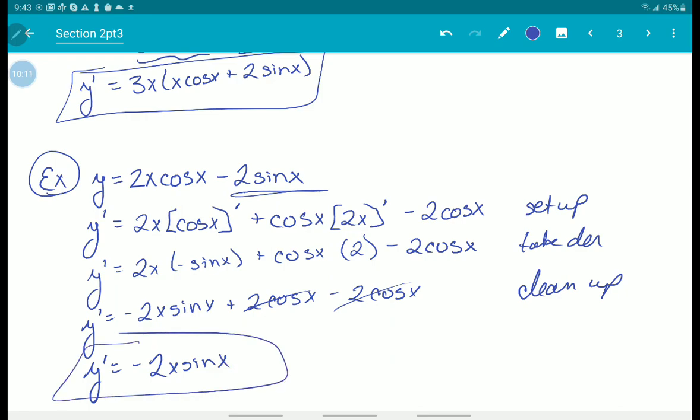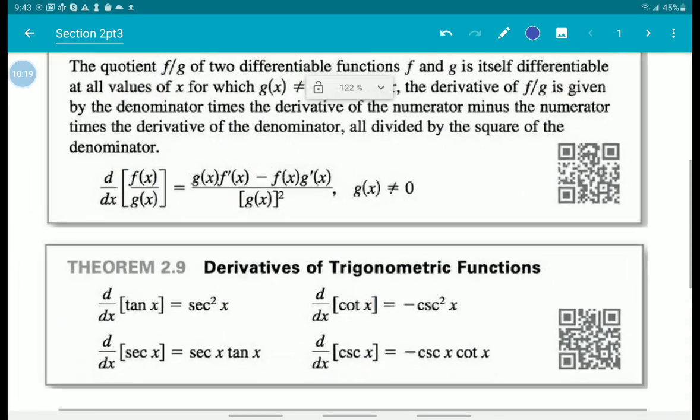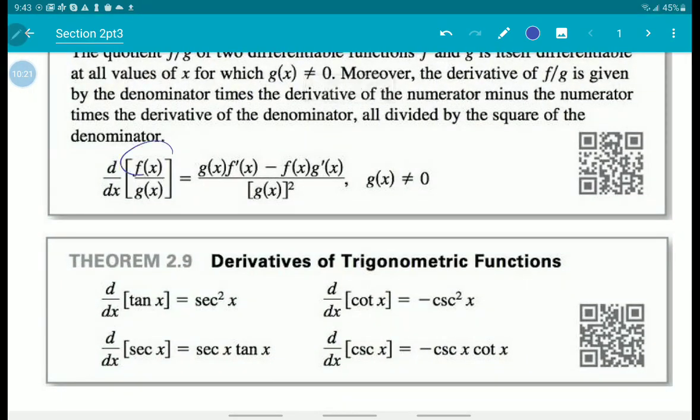So there's our product rule. First times derivative of the second plus second times derivative of the first. So now let's move on to the quotient rule. Quotient rule is when we have two functions that are divided and we want to take a derivative. Quotient rule says it is the bottom function times the derivative of the top minus the top times derivative of the bottom, all over that bottom function squared.